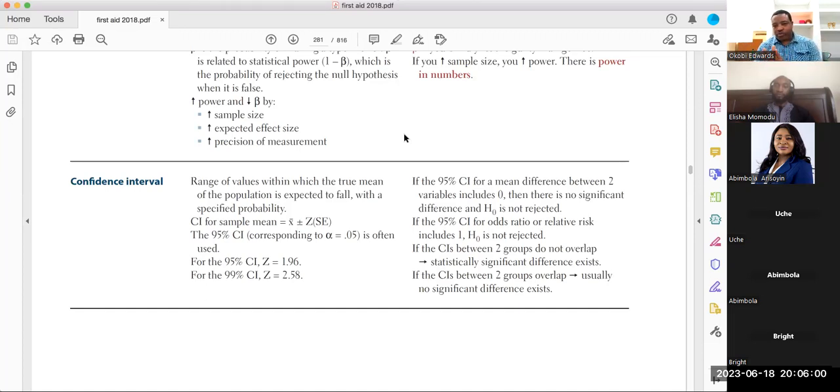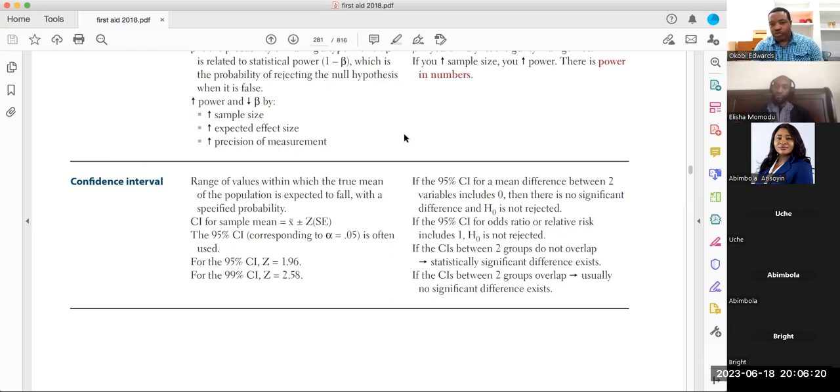A t-score, which Dr. Momodu has taken his time to explain, is just about the level of confidence or the variance between the mean of your data and an unknown mean that you're trying to get. With that statement, Dr. Momodu, thank you so much.